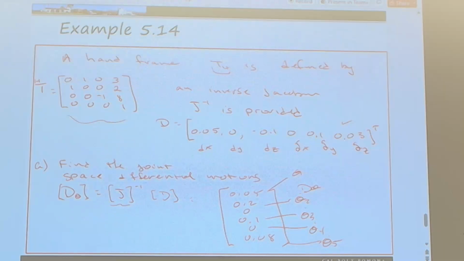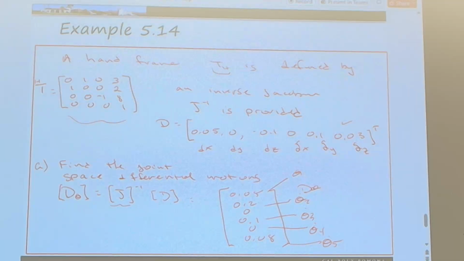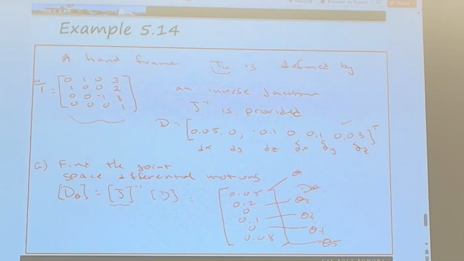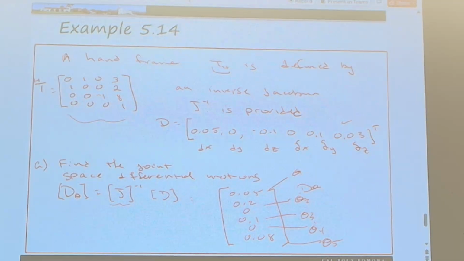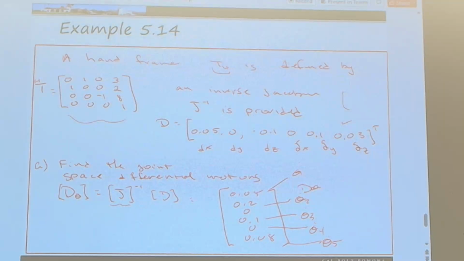Where is the inverse Jacobian? I just wrote it down for you guys. I just said it's given. It's given. Okay, so here it is. So this inverse Jacobian is something here, whatever. And could you guess what the dimensions are? You can do the math right now and figure it out.